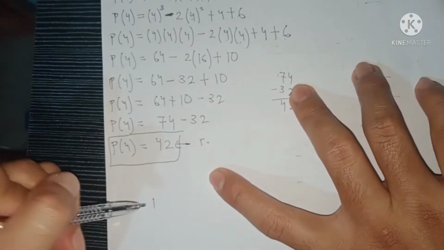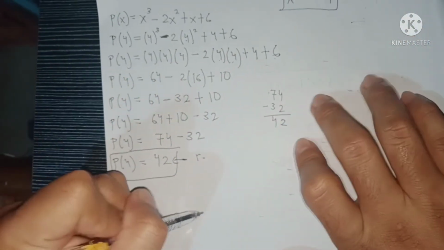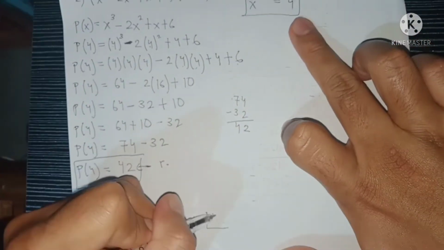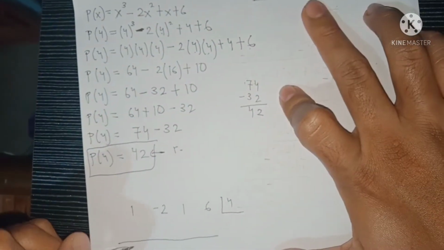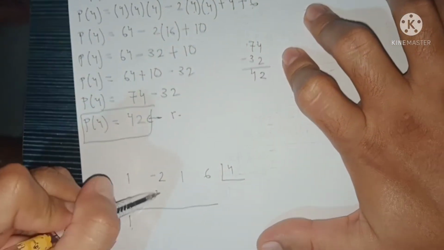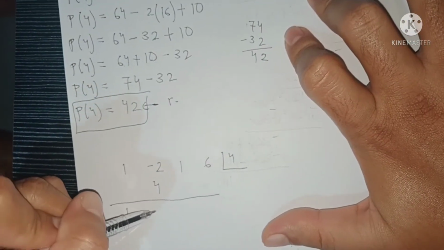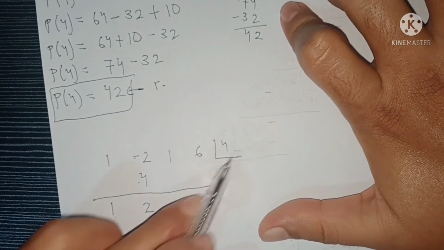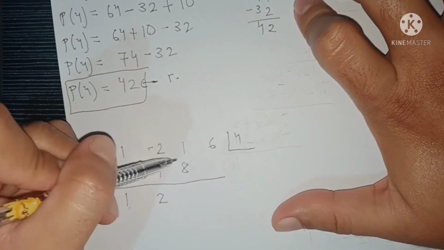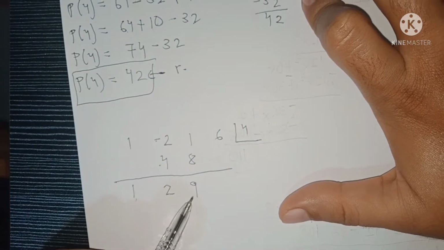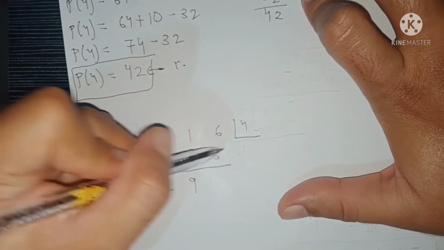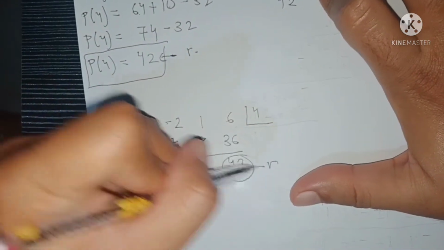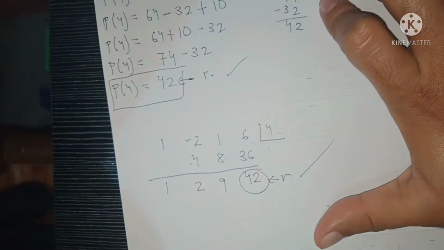You have 1, negative 2, positive 1, positive 6, and then the test 0 is positive 4. So bring down 1, and then 1 times 4 is 4. Negative 2 plus 4 is positive 2. Pwede natin i-take as 4 minus 2. And then 2 times 4 is 8. 1 plus 8 is 9. 9 times 4 is 36. 36 plus 6, that is 42. Okay, remainder is 42. Match.